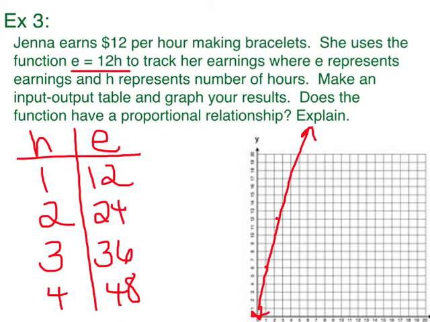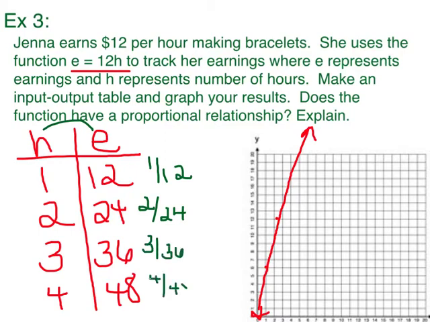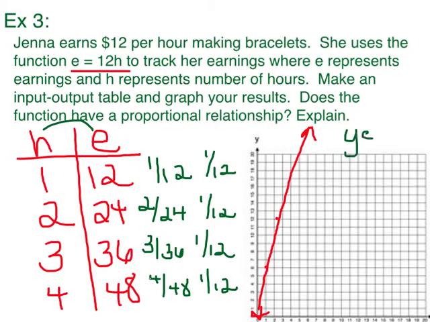Now it says, does the function have a proportional relationship? So I want to look at the relationship between H and E. In the first one, my relationship is 1/12. My second one is 2/24. The third one is 3/36. And the fourth one is 4/48. If I reduce these, this is 1/12. 2/24 reduces to 1/12. 3/36 reduces to 1/12, and 4/48 reduces to 1/12. So they are all the same. Therefore, my answer is yes, and my reasoning is because all of the ratios are the same.